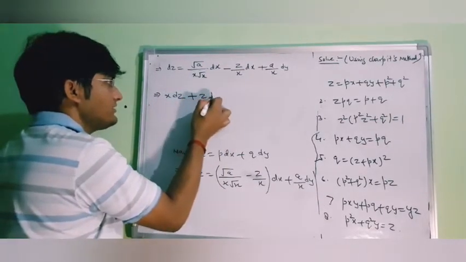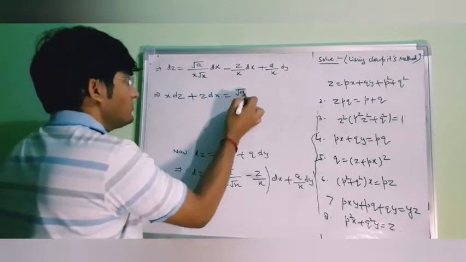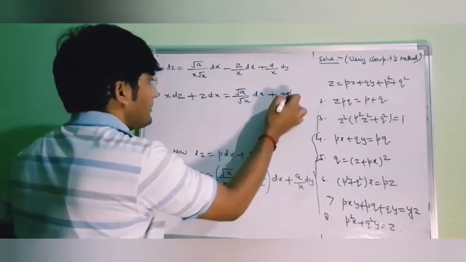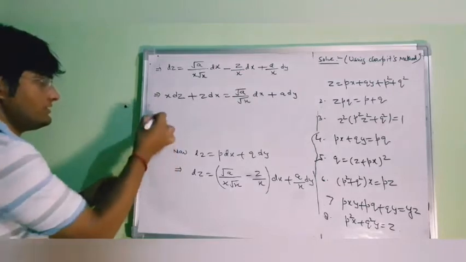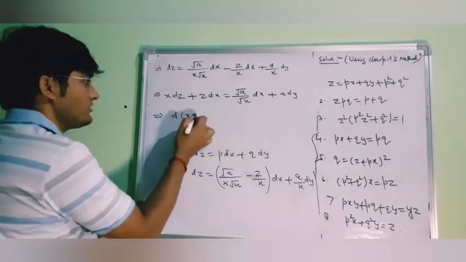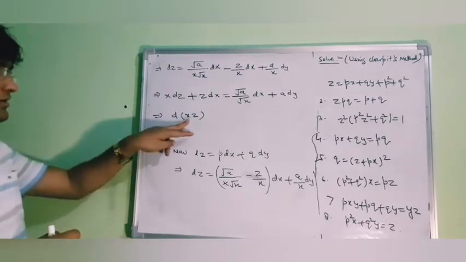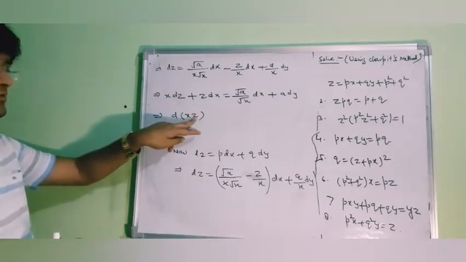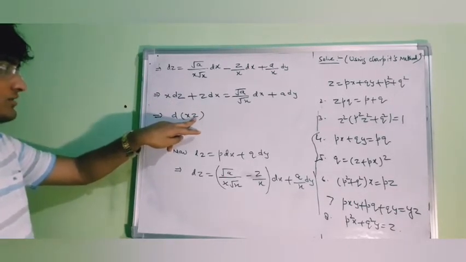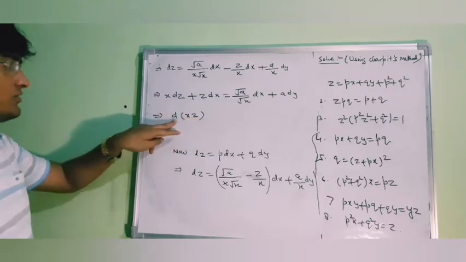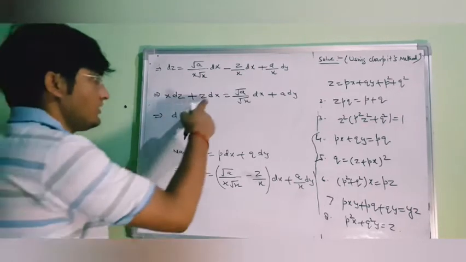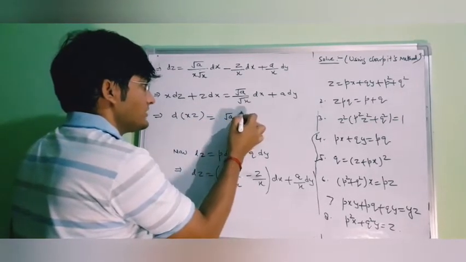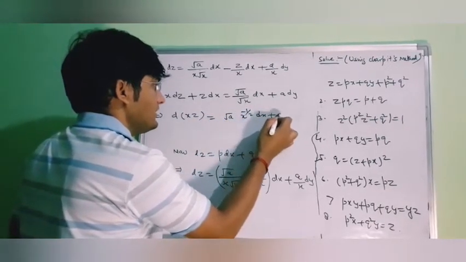So we will get x dz minus z dx equal to root a upon root x dx. Then we will have a into dy. Now this left hand side can be written as d of xz. If we write x, then the differentiation of z will be dz. Then on taking z as a fixed quantity, differentiation of x will be dx. So we can write it as d(xz) equal to root a into x power minus half dx plus a dy.